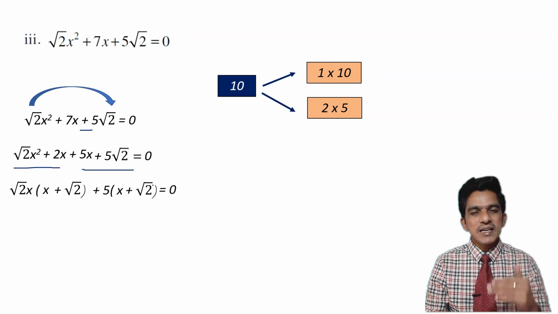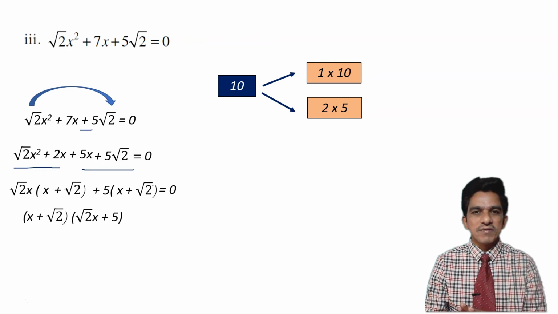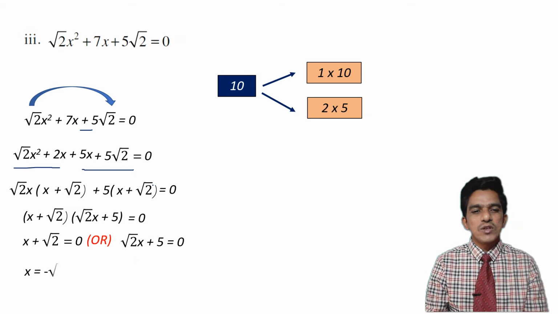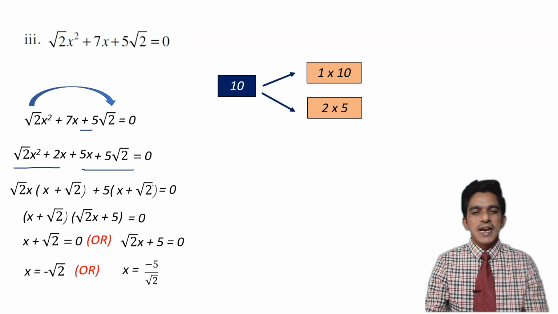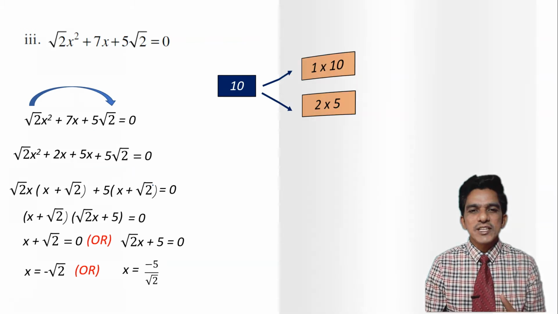So here the common factor is x plus root 2. So x plus root 2 of root 2x plus 5 is equal to 0. This means either x plus root 2 is equal to 0 or root 2x plus 5 is equal to 0. That means x is equal to minus root 2 or x is equal to minus 5 by root 2. Actually, మనం minus 5 by root 2 ని rationalize కూడా చేయొచ్చు. Right? Let us move to the next problem.